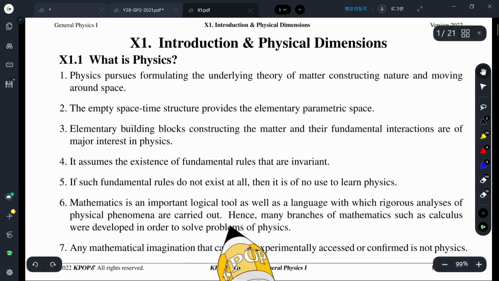Number 6, mathematics is an important logical tool as well as a language with which rigorous analysis of physical phenomena is carried out. Okay, and many students are not able to distinguish physics from mathematics because they have studied mathematics for more than 10 years all along without thinking about actual physical problems at all.